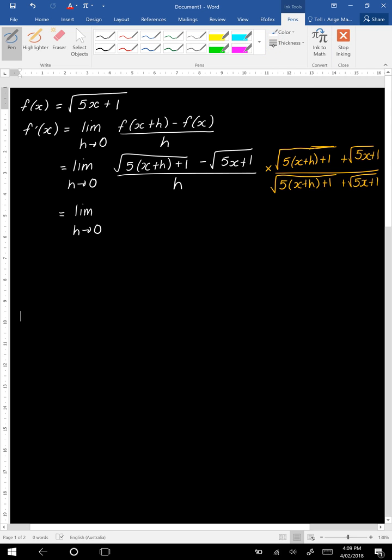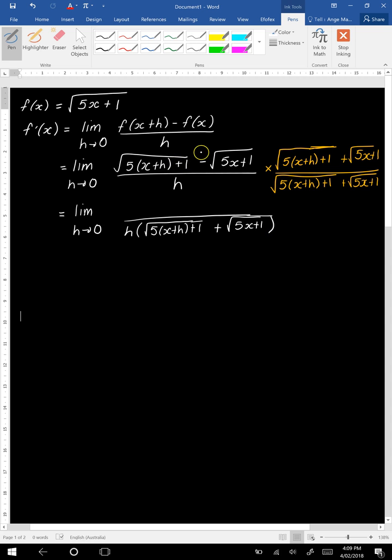Okay, and now we're going to be expanding. Now the denominator is always pretty simple. It's just going to be this h times this whole thing at the bottom. So it looks like it's going to be crazy hard, but really you're just copying. So the square root of 5x plus h plus 1, plus root 5x plus 1.